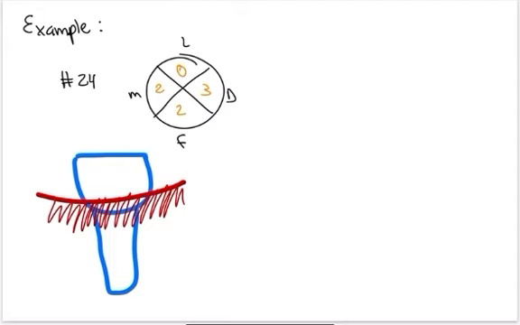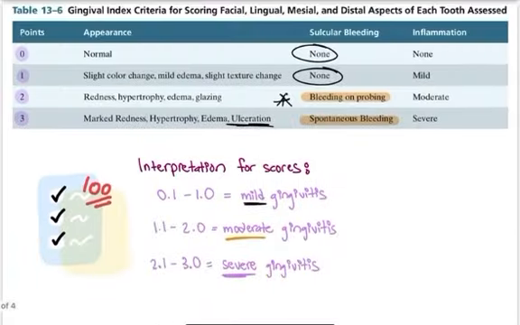So if you're adding this individual tooth score all up, 3 plus 2 plus 2 plus 0 equals 7, okay? And then you would divide 7 by 4. So 7 divided by 4 is 1.75. If you were to score this individual tooth, it would fall under moderate gingivitis. Again, we take a look at the interpretation: 1.75 falls under moderate gingivitis.